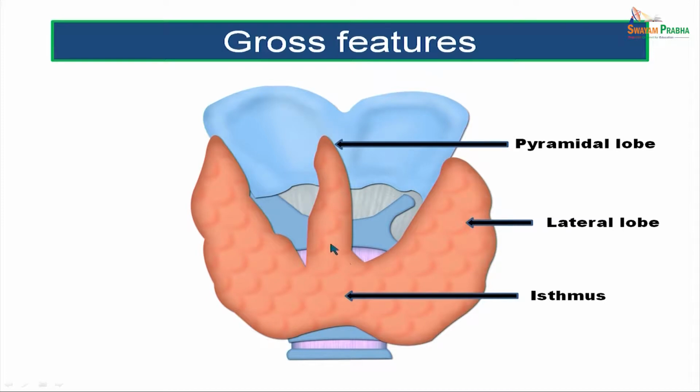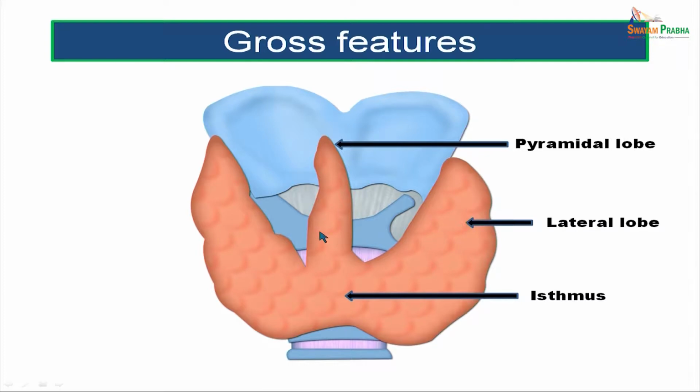Whereas, the lateral lobe measures about 5 centimeters in length, that is from the apex to the base. The width is about 3 centimeters and the thickness is about 2 centimeters. Those are the measurements of the lateral lobe.